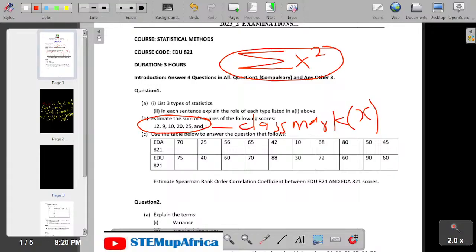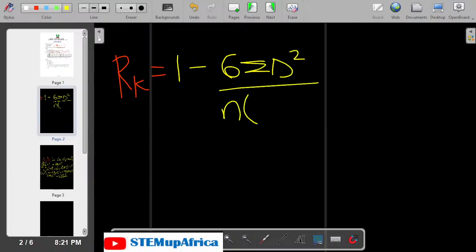So what I'm going to do now, I'm going to write the formula for Spearman rank correlation coefficient. So what is the formula for Spearman rank? Rk is equal to 1 minus 6 sigma d square over n into n square minus 1. So this is now the formula.